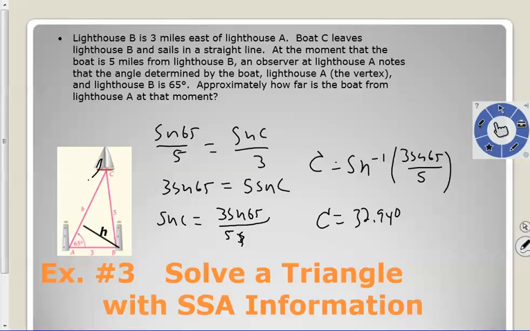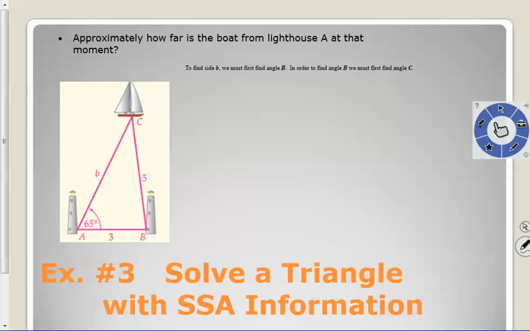All right, we got that part, but we needed that for what? Well, we have to figure out how far apart the boat is. So we got angle C. Now that we got angle C, we can figure out angle B. Angle B is 180 minus 65 minus 32.94. So angle B is about 82.06 because we said that angle C was 32.94, right? So we did that whole triangle thing.